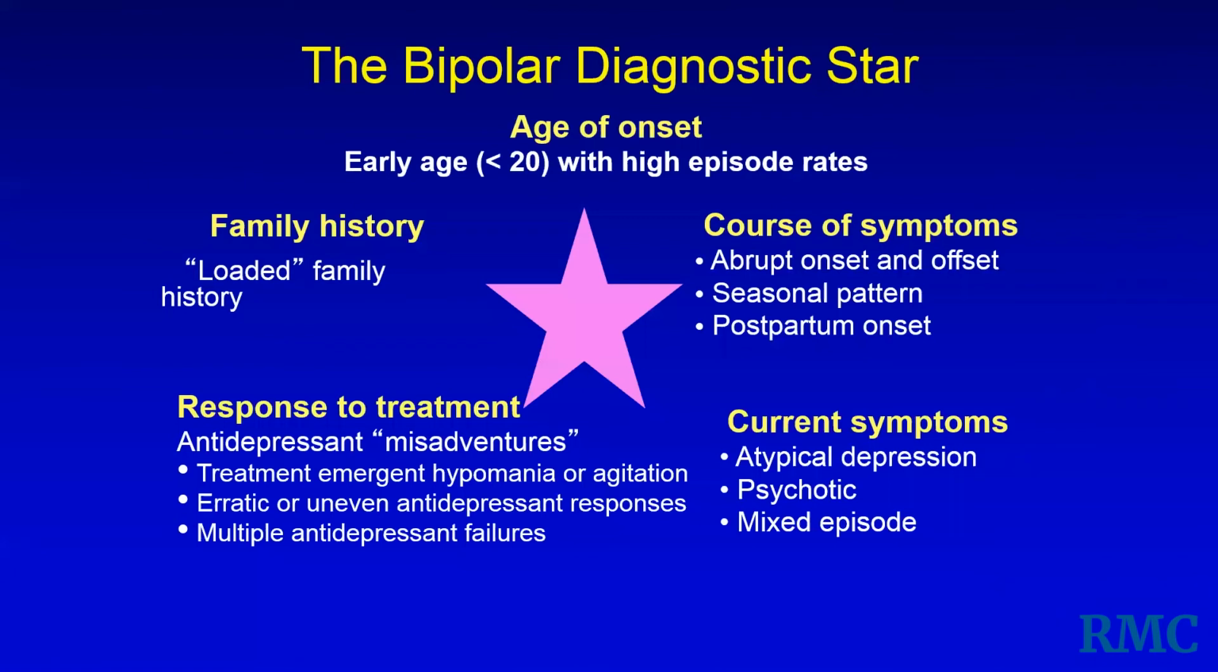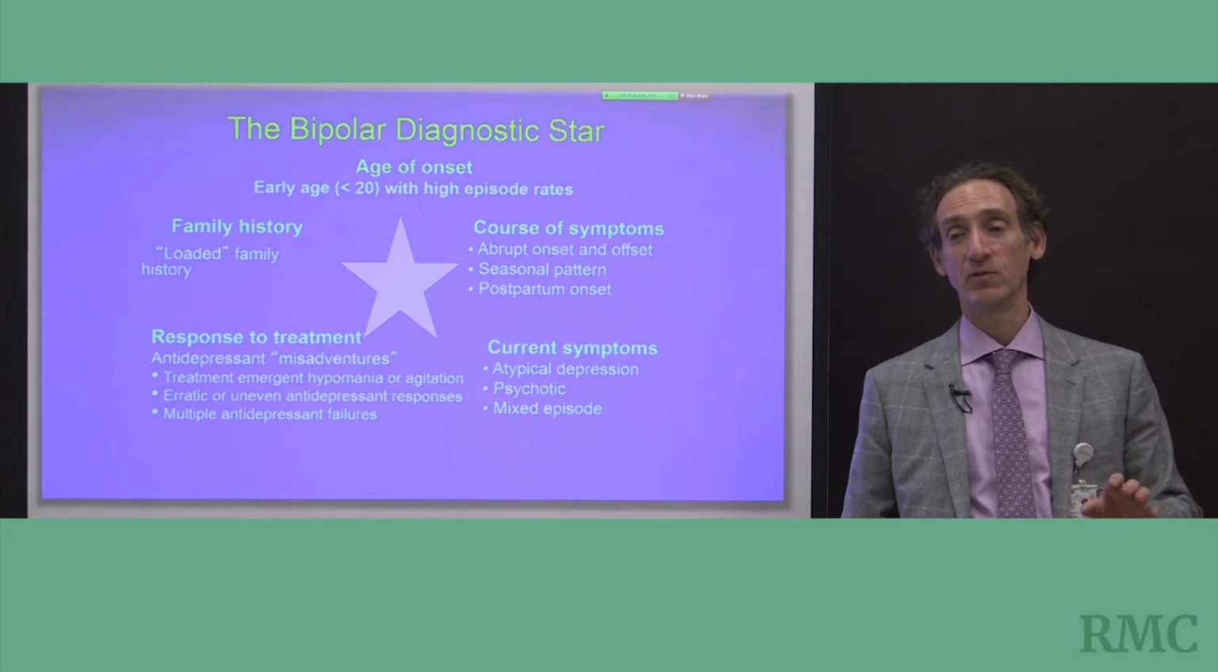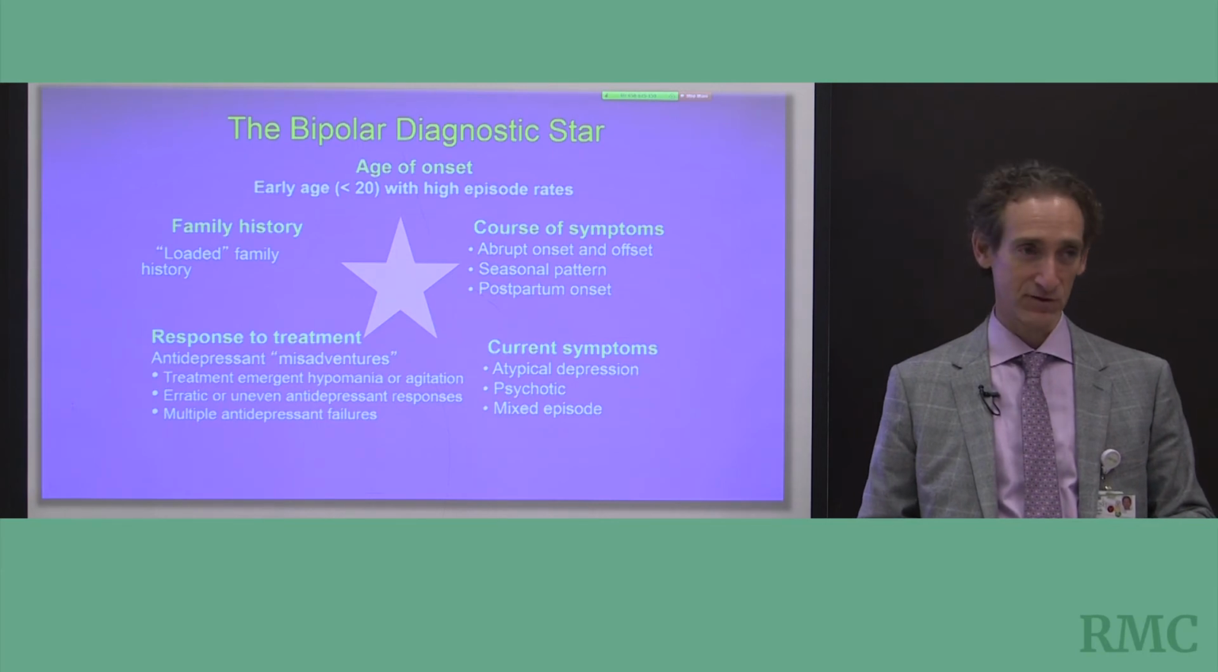And then current depressive symptoms: if they have atypical depression where they're overeating and oversleeping, if they've got a psychotic depression, or if they have a mixed episode with some depressive symptoms and some manic symptoms, those are all tip-offs that a patient might have bipolar disorder. None of these are pathognomonic. You can't just take one of these and say, hey, this individual is bipolar. But if there are multiple red flags, you've got to think twice, think 3 times, think 4 times before prescribing an antidepressant without a mood stabilizer.